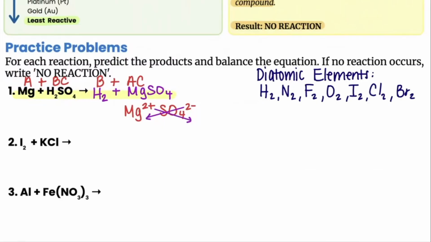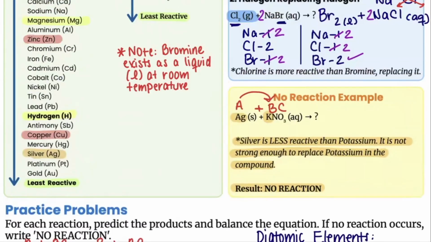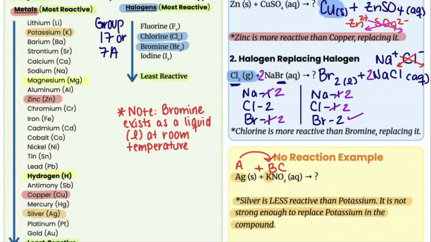Now the second problem, we have I2, or iodine gas, reacts with potassium chloride, or KCl. And we're trying to figure out the products. Well, again, the first thing you want to do is see whether or not the reaction will occur. And you'll notice that we're not comparing 2 metals here. There's only 1 metal here, only 1 potassium. So we're comparing 2 halogens. And we're trying to see whether or not the I is strong enough to kick out the Cl and form a bond with the potassium.